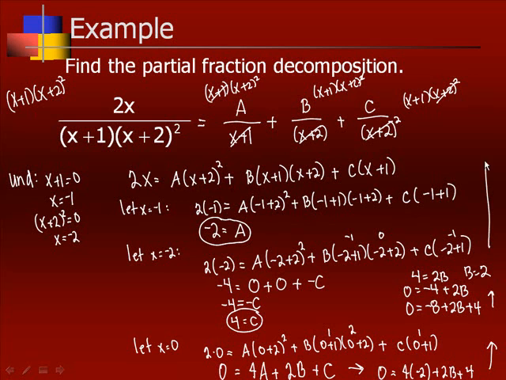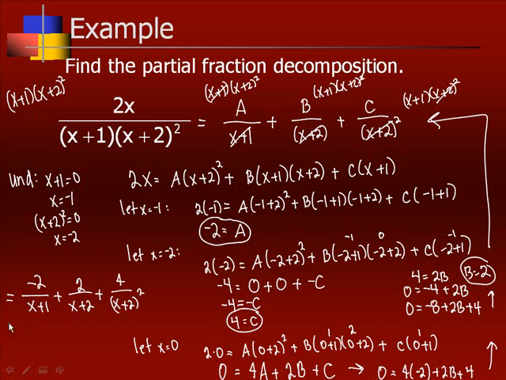So now we go all the way back up to our original problem, and we say that our partial fraction decomposition is negative 2 over x plus 1 plus, well, we said B was 2, 2 over x plus 2, and C would be 4 over x plus 2 squared, and that would be our decomposition. Sorry about all the lack of space.